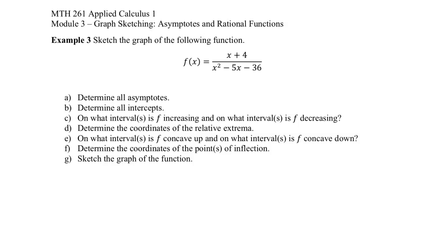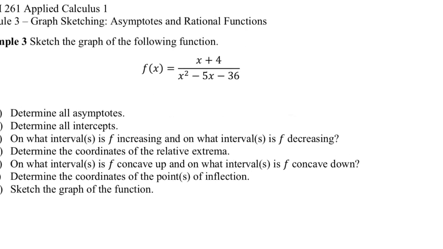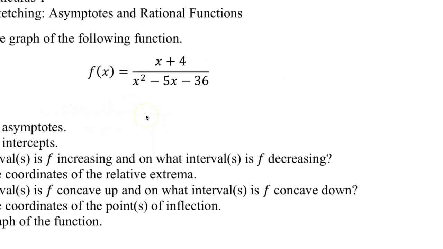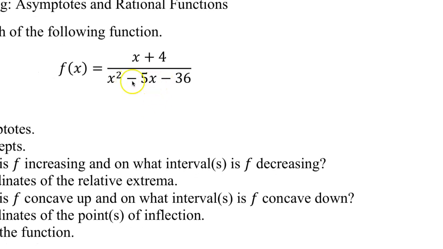Sketch the graph of the following function, (x plus 4) over (x squared minus 5x minus 36). Before I find vertical asymptotes, because I see part A is asking us to determine all asymptotes, I'm going to try to simplify because I feel like maybe the denominator, we can factor it and cancel something out. If the denominator has a factor of x plus 4 so that I can cancel it out, this graph has a hole. So let's see if we can factor this, okay?